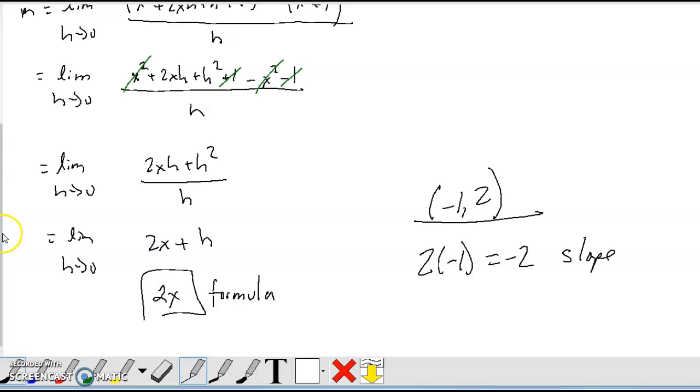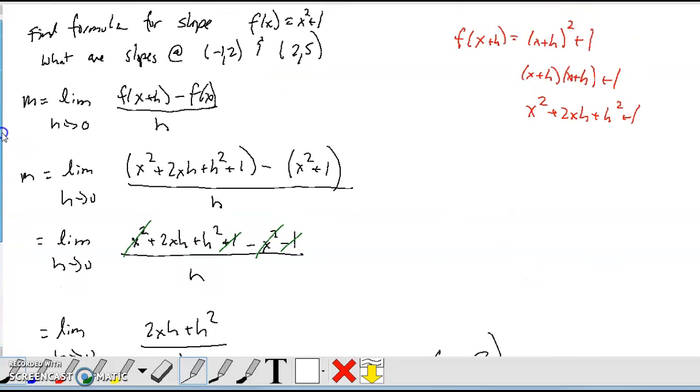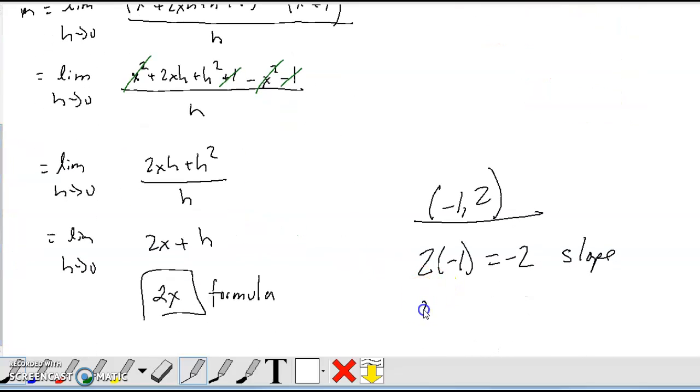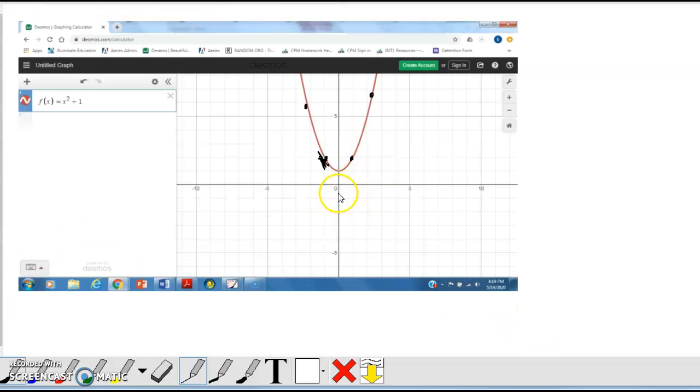Okay. The second point that we wanted to find is 2 comma 5. So at the point 2 comma 5, I'm going to plug a 2 in. So 2 times 2, which gives me 4. So here's my slope at that point. 2 comma 5 should be right about there. And again, notice it's a positive slope over here, and it's probably going to be a little bit more steep than a point down here. Okay, something to keep in mind.